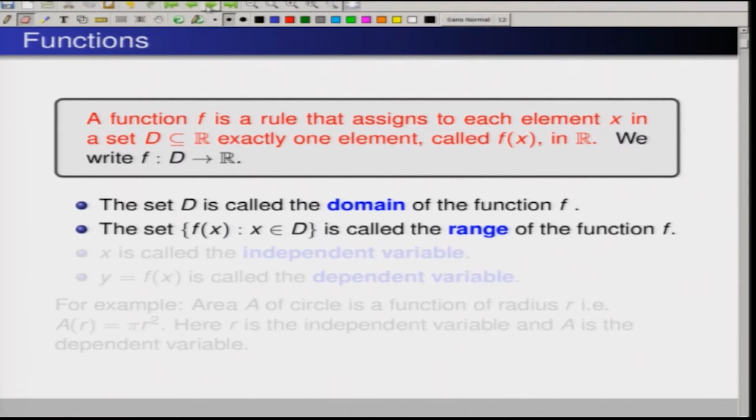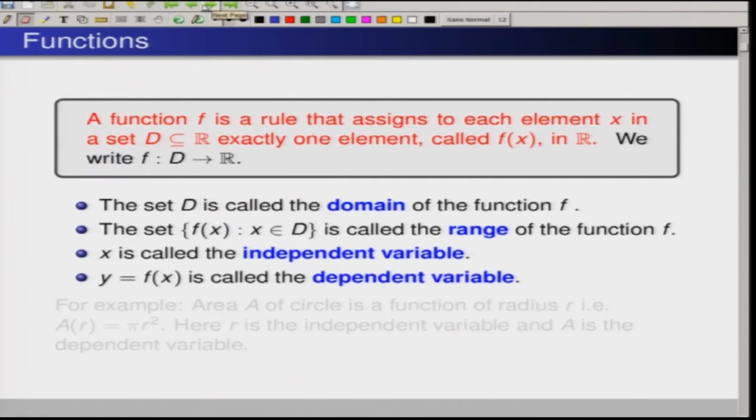And in this case, the elements of D, which we are denoting by x, are called the independent variable. And if I write y is equal to f x, this is the dependent variable. That means y is dependent on x. If I change x, then y is also going to change. So, this is what is called the dependent variable.